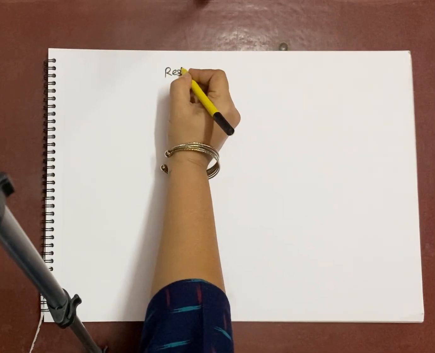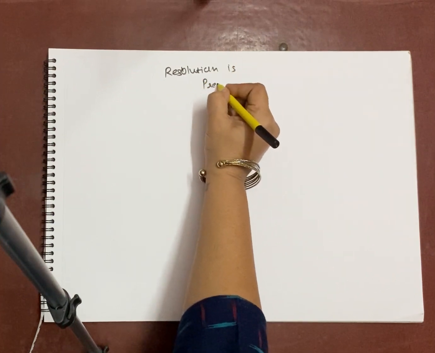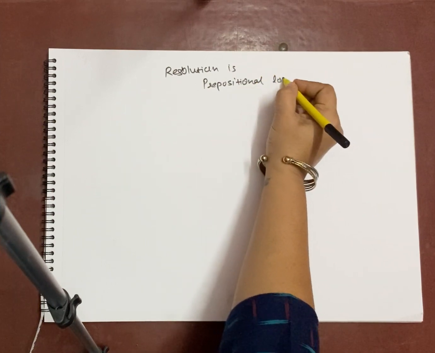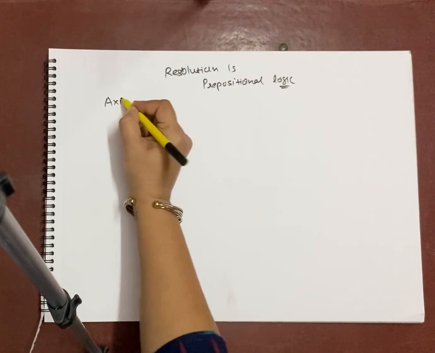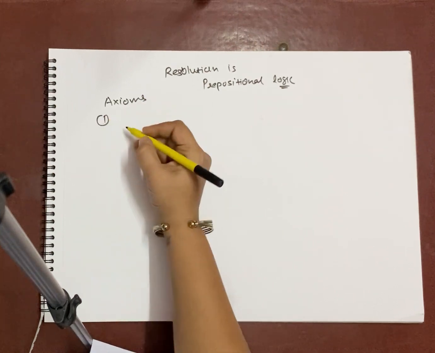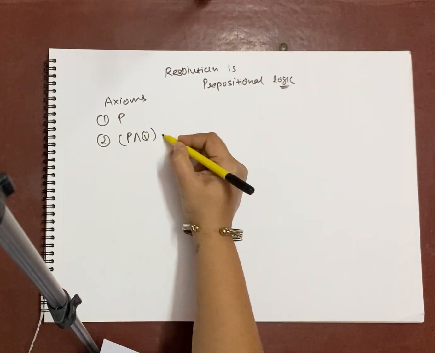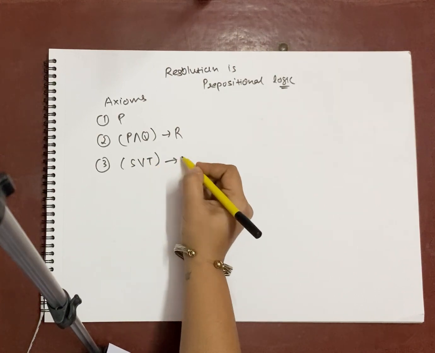So what we are going to do right now is apply resolution in propositional logic. What is propositional logic? We already know that when we talk about certain axioms and try to prove something, it is propositional logic. So let us take the axioms we are going to work with. These are the axioms. The first is P is true. The second says P and Q implies R. The third says S or T implies Q.